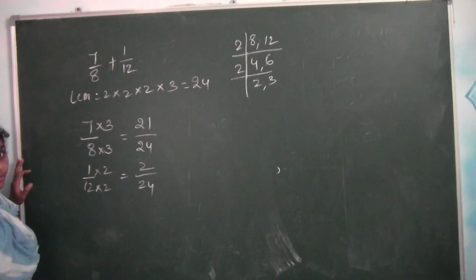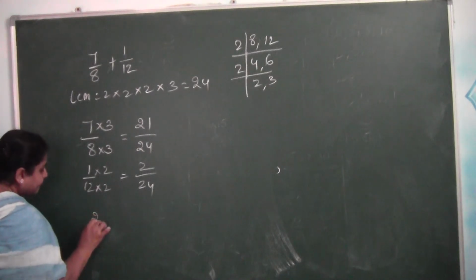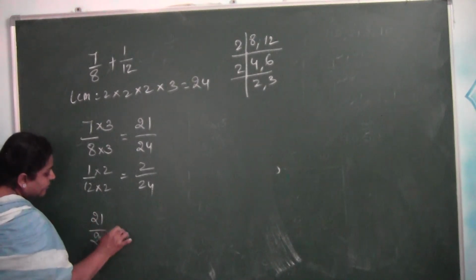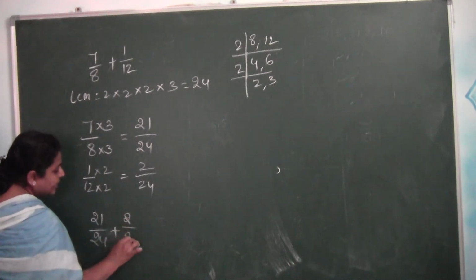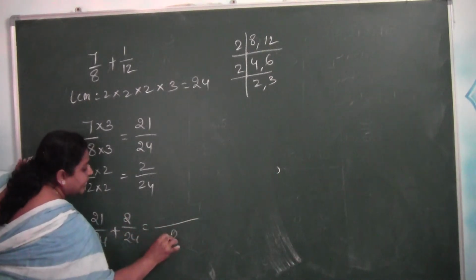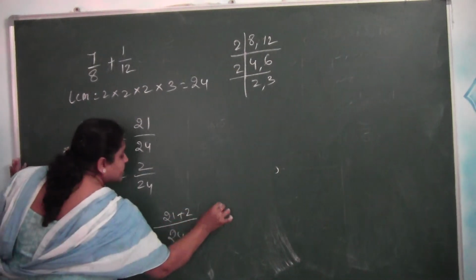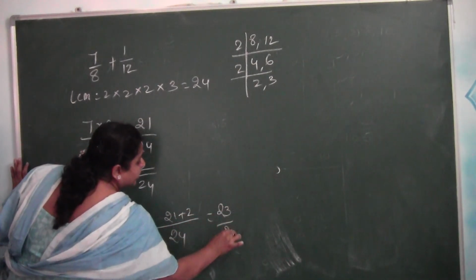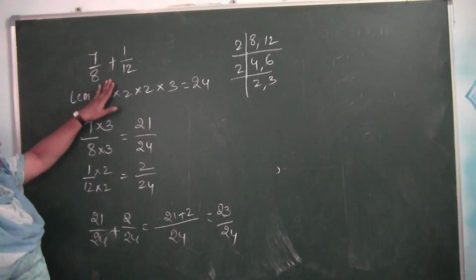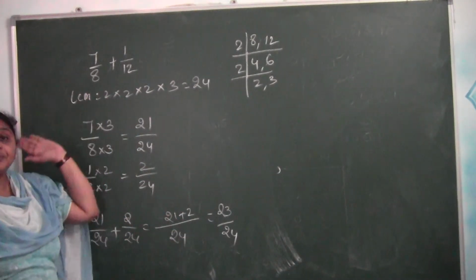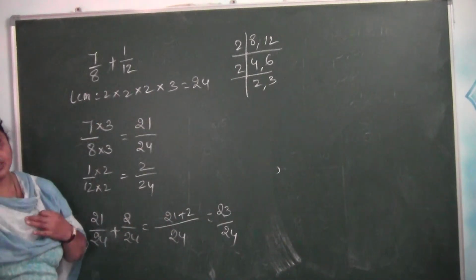Now I made my denominator same. Now let us add. 21 by 24 plus 2 by 24. So common denominator 24. 21 plus 2, that is 23 by 24. If you have addition, you will add. If you have subtraction, you will subtract.